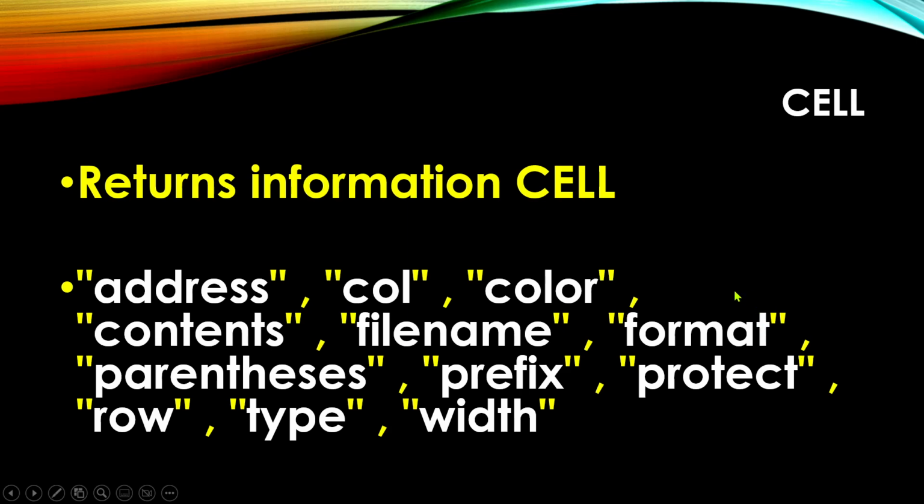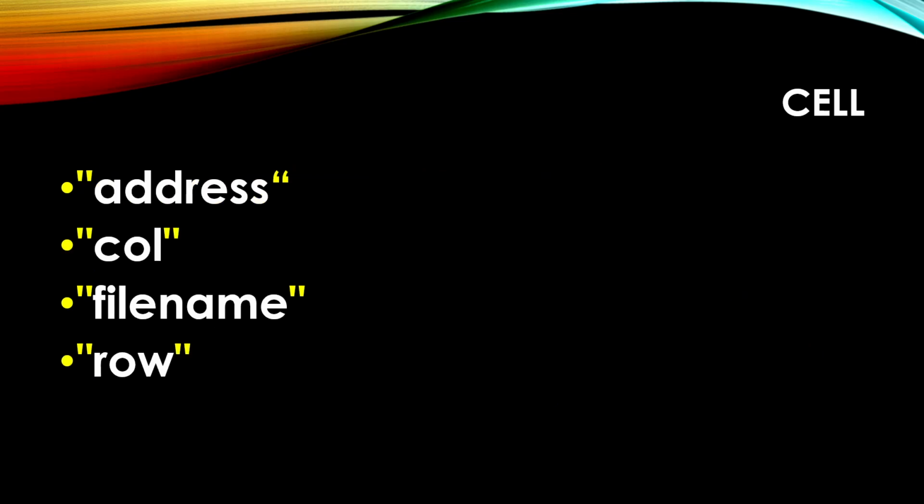Out of all these options, the ones I have used most commonly are address, col, which is the reference for the column, file name, and the row number. I use these frequently. Let's see how this function works.